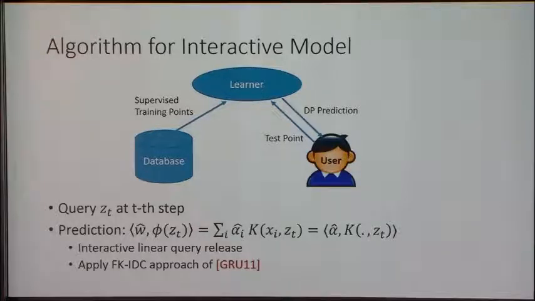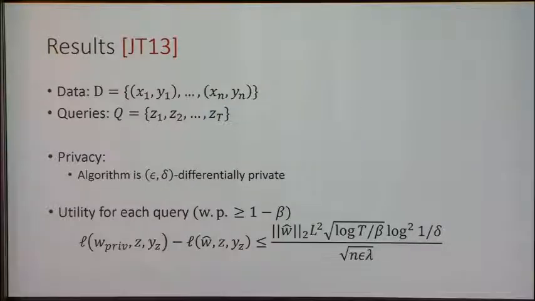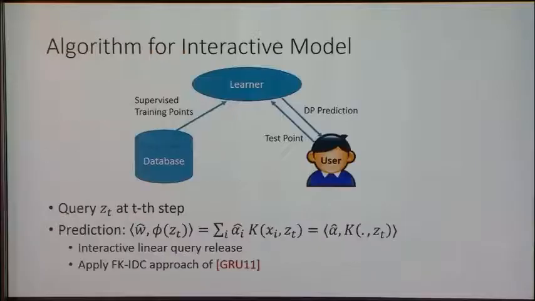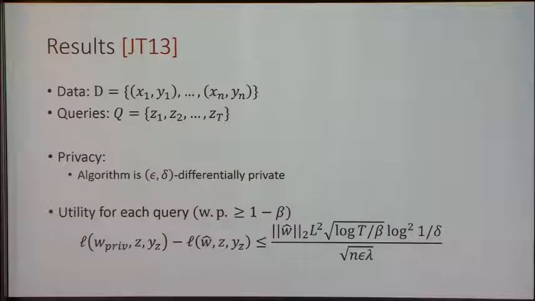So this is a simple linear query that we need to answer for a private database, and it's an interactive query release mechanism. So we can use this Fries-Kernel IDC approach of Gupta, Roth, and Ullman, and we can privately release the predictions that are differentially private.